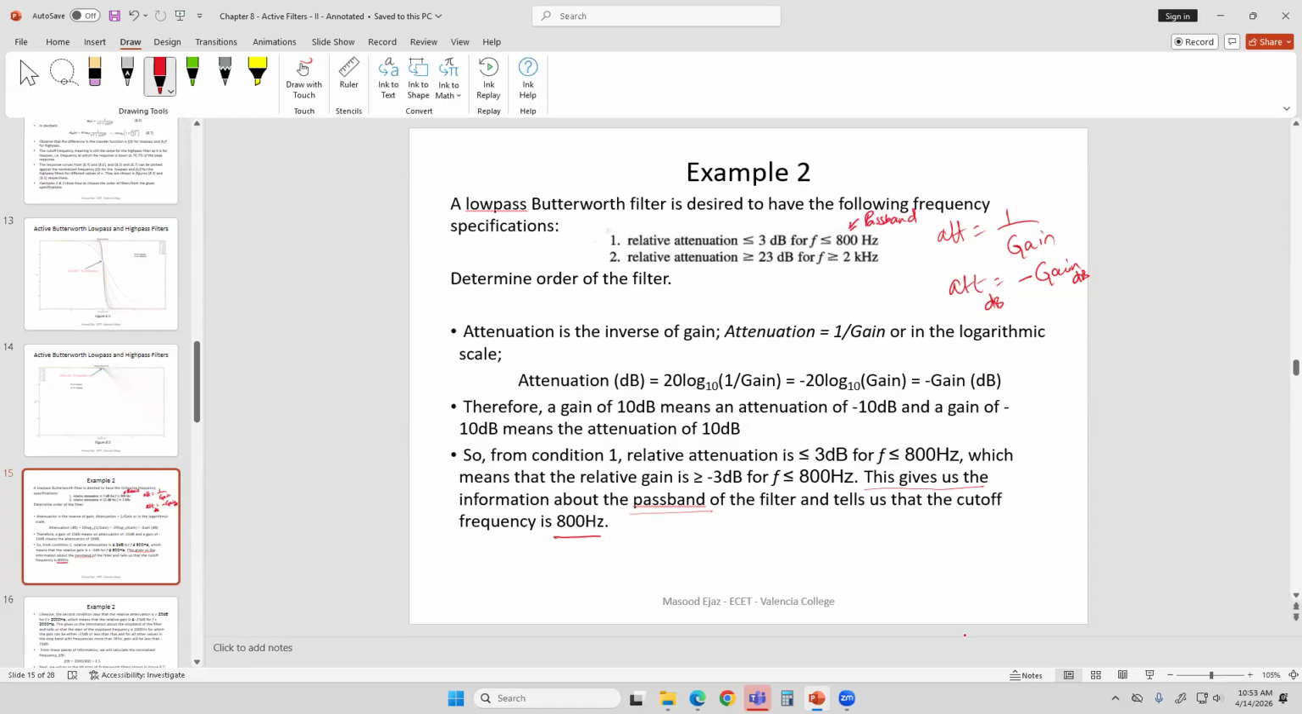Now, attenuation greater or equal to 23 decibel means gain is negative 23 decibel, which means gain is very small, which means it is way down as far as frequency band is concerned. And the frequency is greater or equal to 2 kilohertz. That gives you the stop band information.